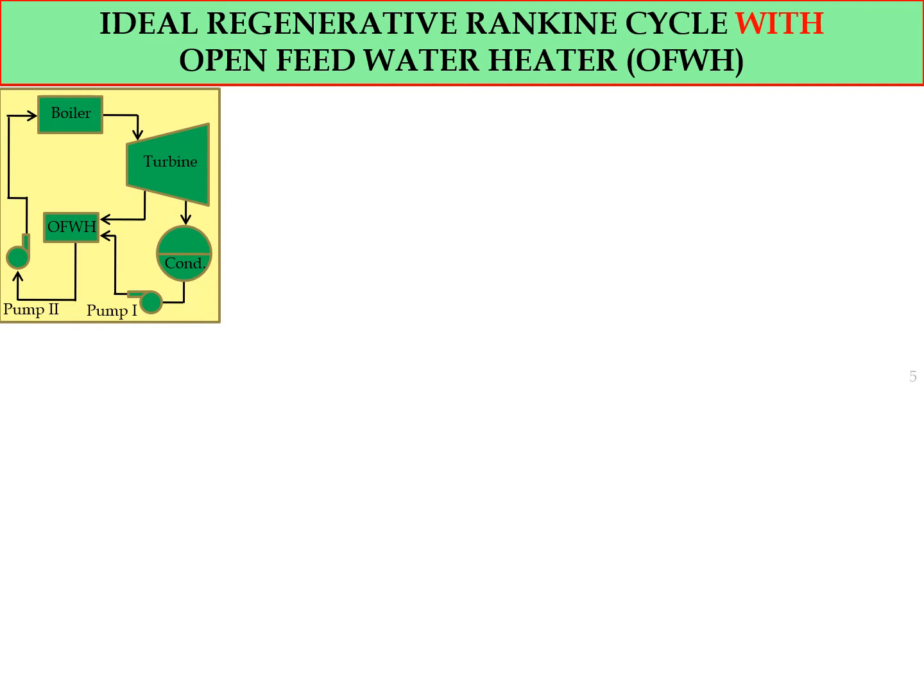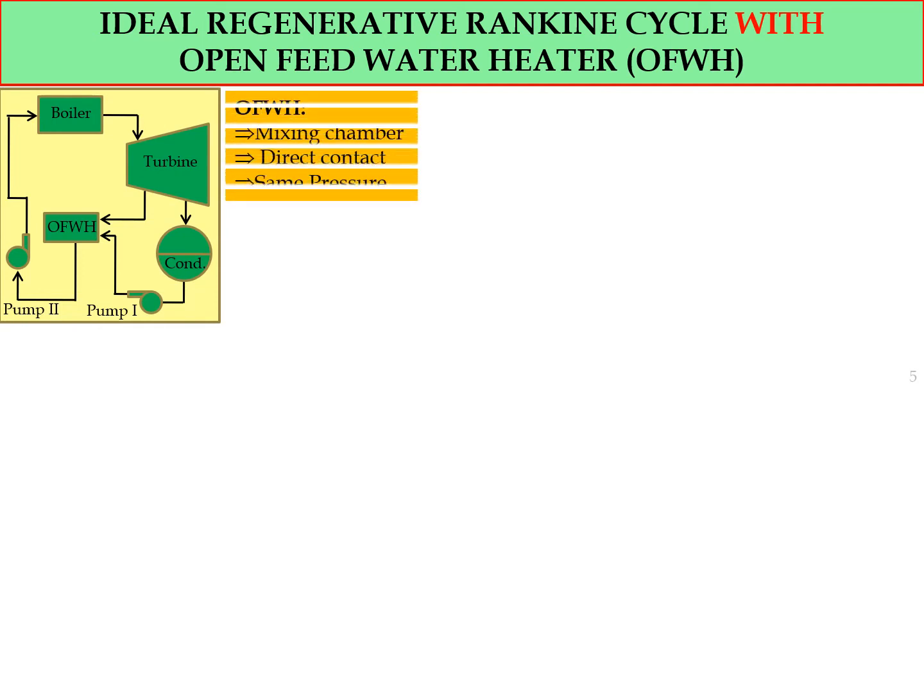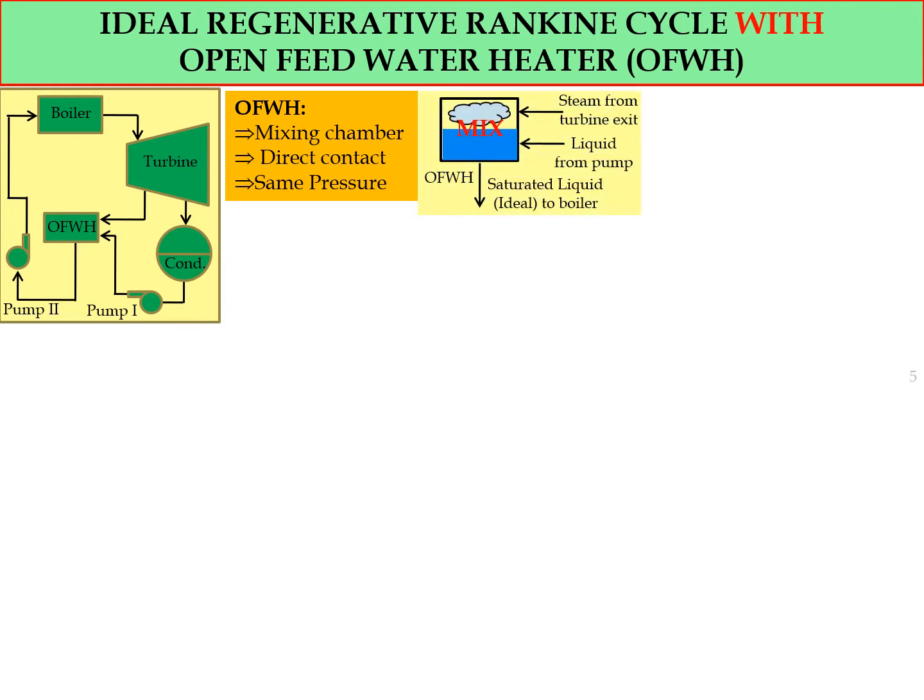Ideal regenerative Rankine cycle with open feed water heater. So this is the simplified diagram of the ideal regenerative Rankine cycle. And what is an open feed water heater? It is actually a mixing chamber where the steam from the turbine and from the pump will be mixed, and it has a direct contact, and both of them have the same pressure. So as already said before, it is a mixing chamber.